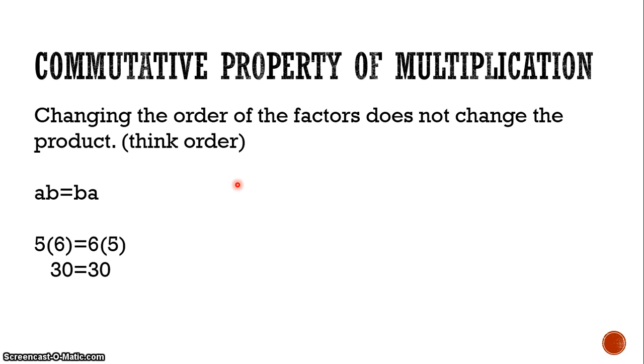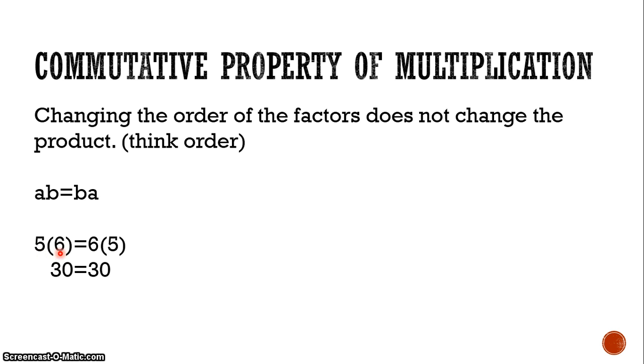Same thing with the commutative property of multiplication. It works the same way. So changing the order of the factors does not change the product. Again, think order. So here I have A times B. Remember, if there is nothing between the letters, that means that it's simply multiplication. So I have A times B equals B times A.